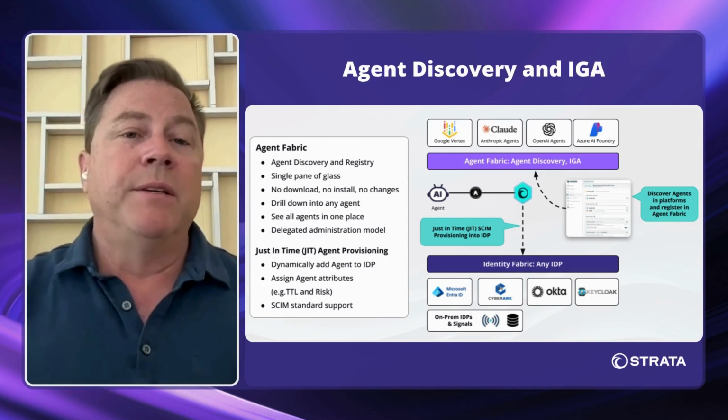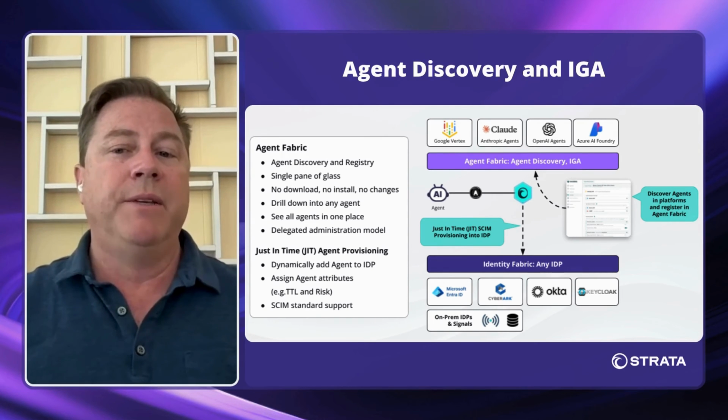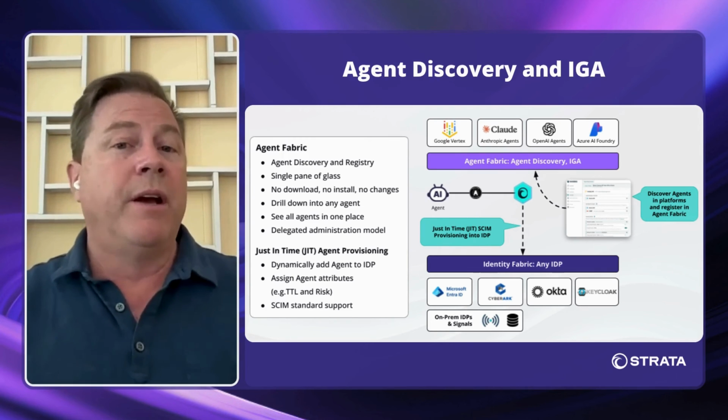When we talk about agent discovery, here's a really important part of the life cycle: how are we going to find all of these agents? Because there's a lot of them and they're not all in one place.